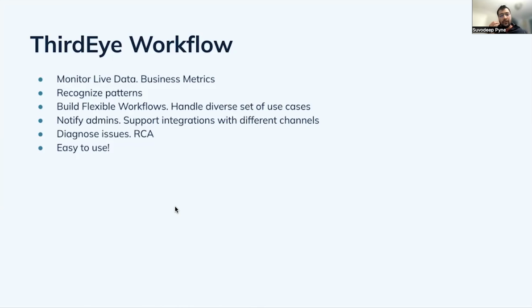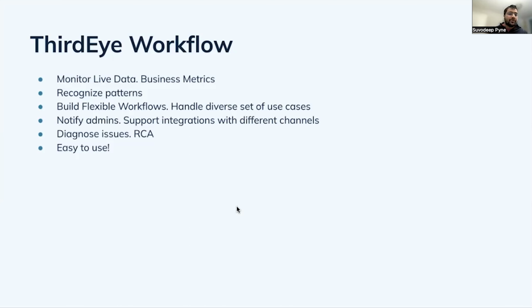The internal workflow for alert, which we are going to talk about in detail, is pretty flexible, and it allows you to handle a diverse set of use cases. And once you do find some anomalies, you can use ThirdEye's notification service to notify operators or admins who are interested in knowing what is to be done for this, or whether there is an action item for it. And we support a lot of integrations with different kinds of channels.